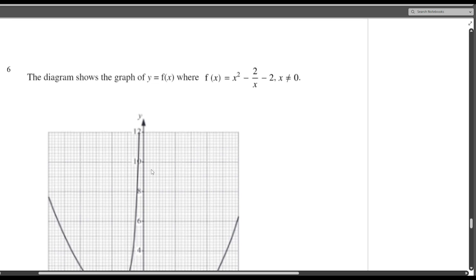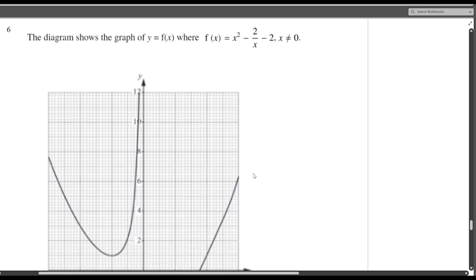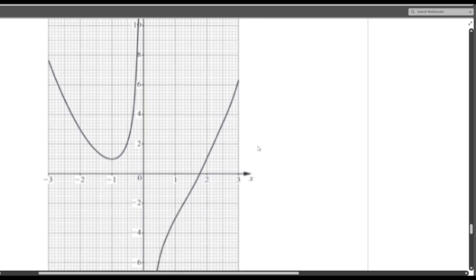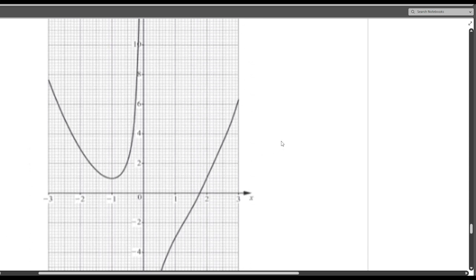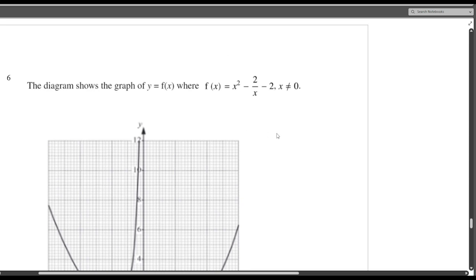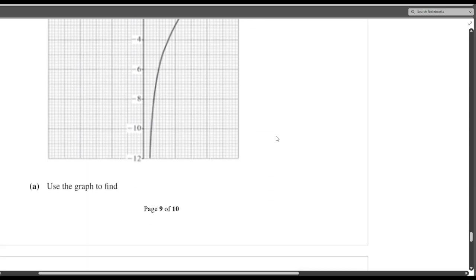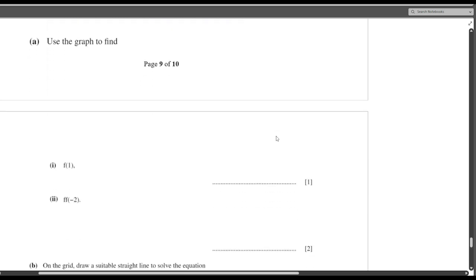Okay, now question number 6. The diagram shows the graph of y equals f(x), and f(x) is x squared minus 2 divided by x minus 2. This is how the graph looks. So you do not have to worry about drawing this graph, it is already given to you. Let us see the question. Use the graph to find f of 1.